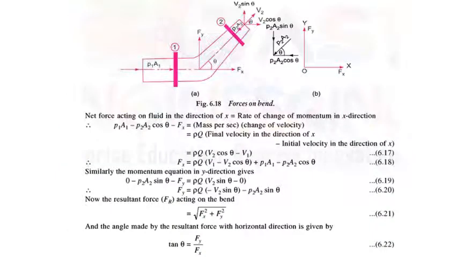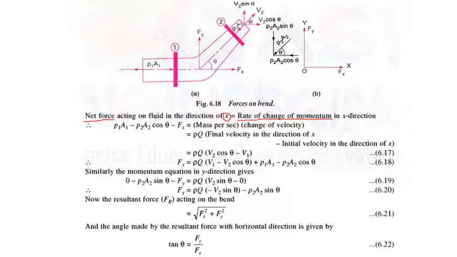Okay, so now let's see here. Net force acting on the fluid in the direction of x is equal to rate of change of momentum in x direction. So this is what we saw in the momentum principle or the momentum equation, that is, net force is equal to rate of change of momentum. We are considering only x direction here. So net force is force in section 1 minus force in section 2. At section 1 we have P1A1, which is the one force acting.